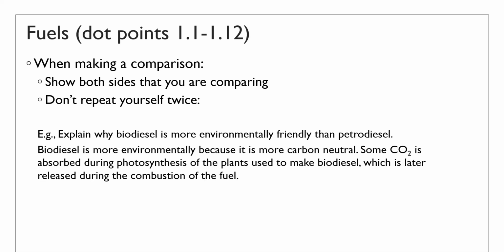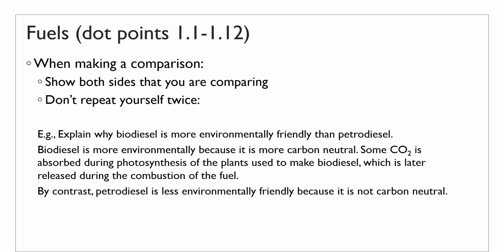So let's say you have the question of explaining why biodiesel is more environmentally friendly than petrol diesel. So this is a first mark. Biodiesel is more environmentally friendly because it's more carbon neutral, and then you go on and explain what carbon neutrality is. So that's good. You will get 1 mark for the first sentence and the second sentence. And then the last sentence, sort of to talk about the other side of the argument, the student says, by contrast, petrol diesel is less environmentally friendly because it is not carbon neutral.